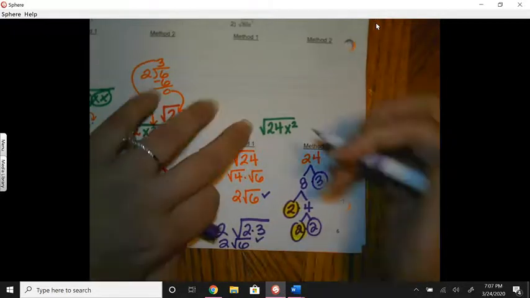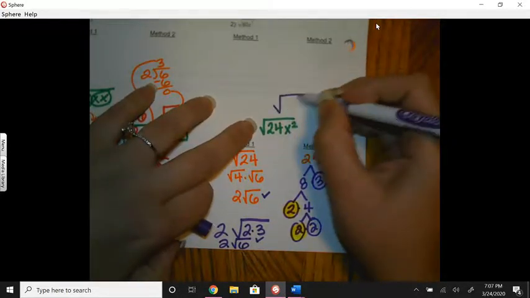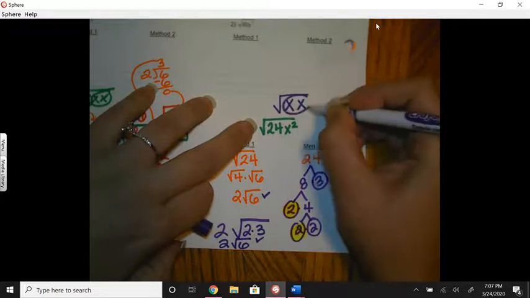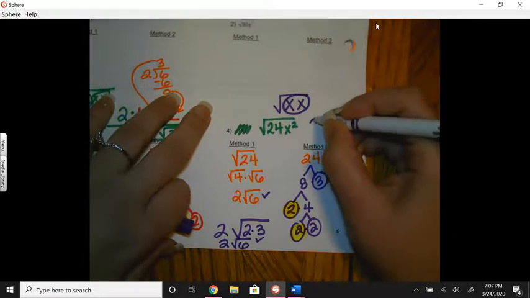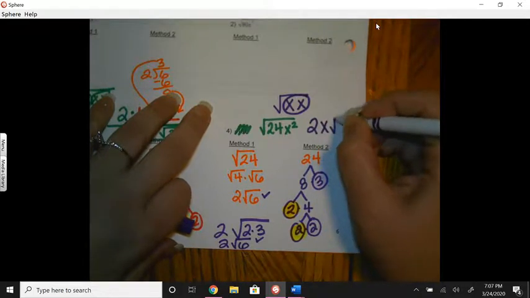Okay, then as for the variable, we would have 2 x's inside, and we wouldn't have any left. So our final answer would be 2x and then the square root of 6.